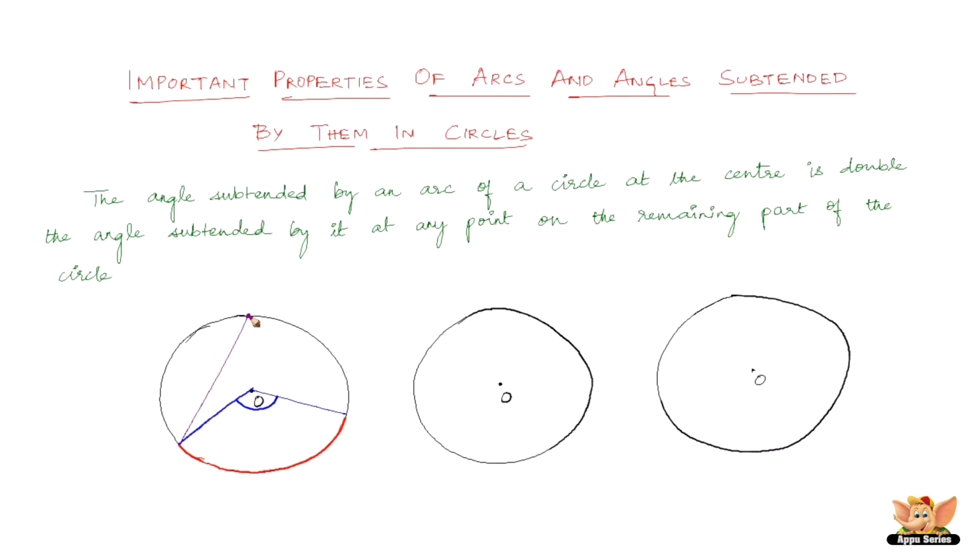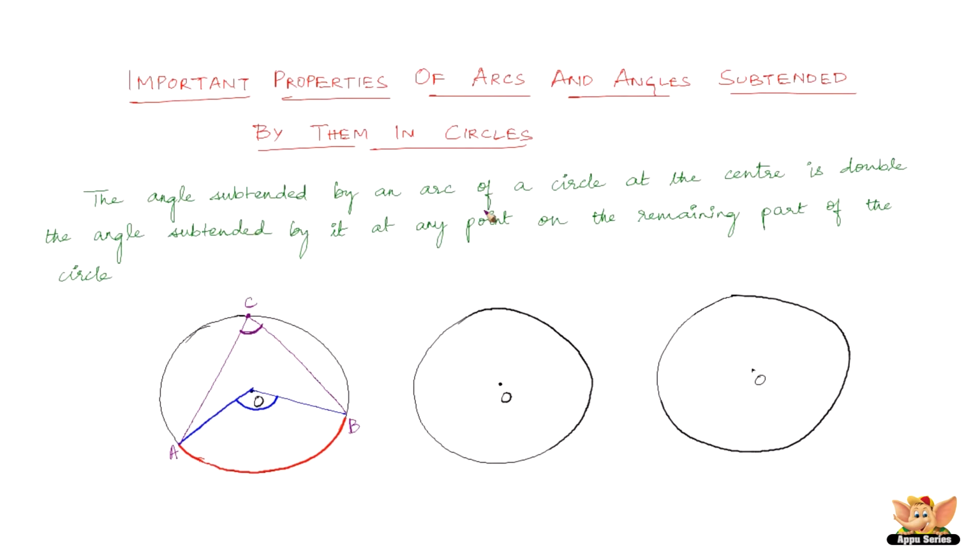So let's say the point is here now. I'm joining the ends of the arc to this point, one more line, and here it is. Now this angle is going to be half of this angle. Let's name it: say this is A, this is B, this is O, and this is C. So angle AOB is going to be double the angle ACB. Or in other words, angle ACB is going to be half of the angle AOB. That's exactly what this statement says.